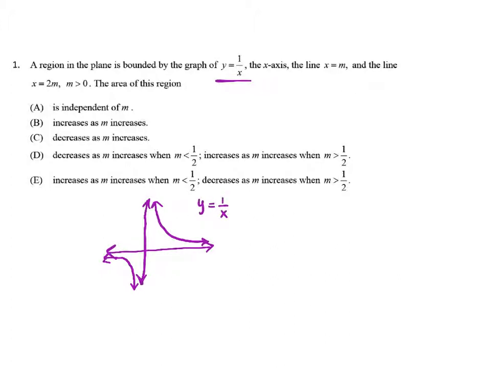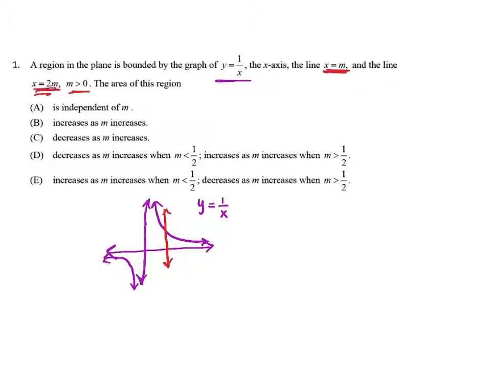What else do we have? x equals m and x equals 2m. Okay, now we're going to do x equals m. So that's going to be your vertical. It's going to be somewhere here. How do you know that? Because m is positive and it's x equals, so it has to be somewhere over there.